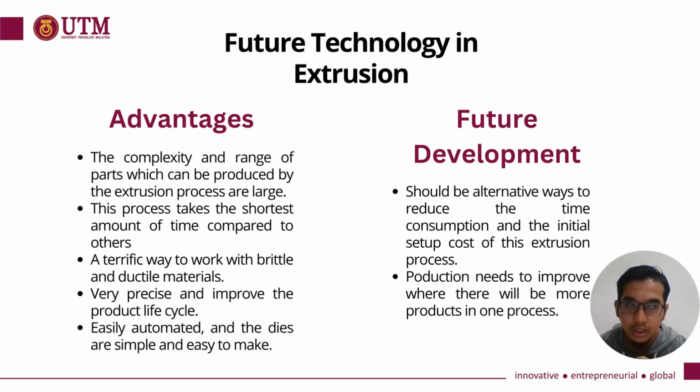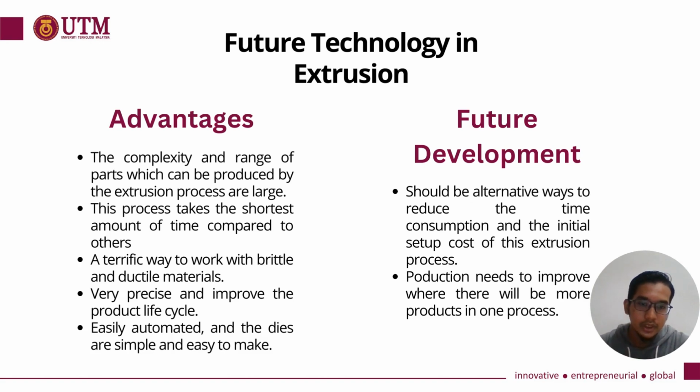Next, we look at future technology in extrusion. The complexity and range of parts which can be produced by the extrusion process are large. Hence, the process takes the shortest amount of time compared to other metal forming processes. Moreover, extrusion is a terrific way to work with brittle and ductile materials. In addition, the mechanical properties developed by the extrusion process are very precise and improve the product life cycle. Besides, the extrusion process can be easily automated and the dies are simple and easy to make.